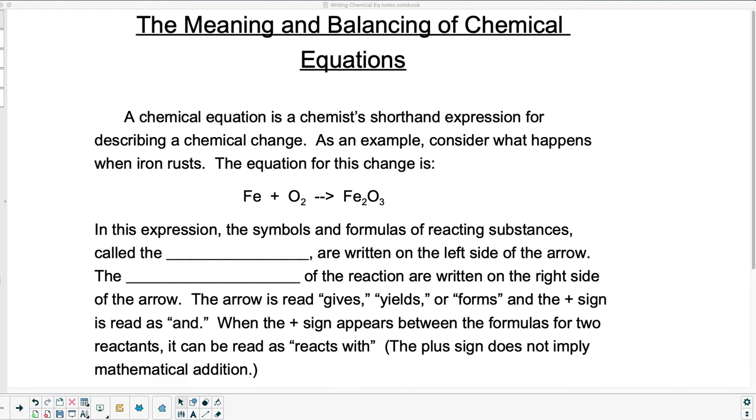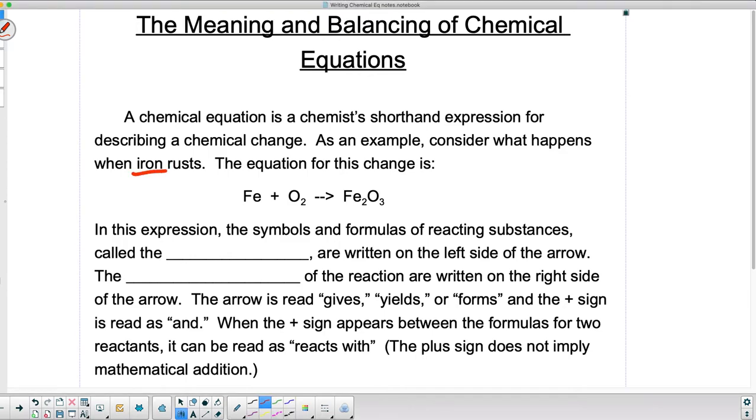Okay, class. So this is the meaning and balancing of chemical equations. This goes along with, obviously, the notes for writing chemical equations. That's the assignment. So the chemical equation is a chemist's shorthand expression for describing a chemical change. As an example, consider what happens when iron rusts. We have Fe plus O2, and that gives us a compound, Fe2O3.